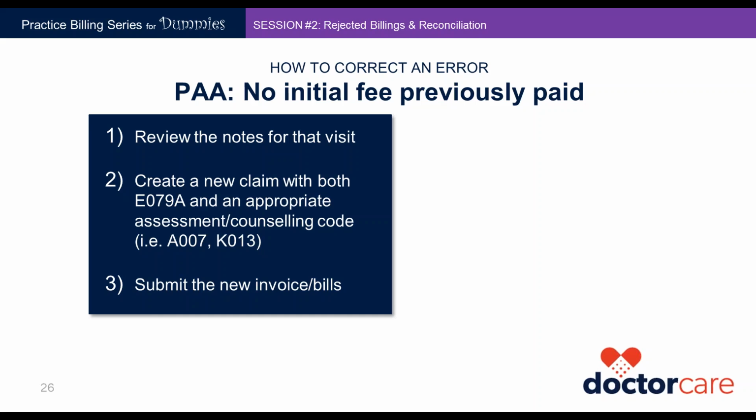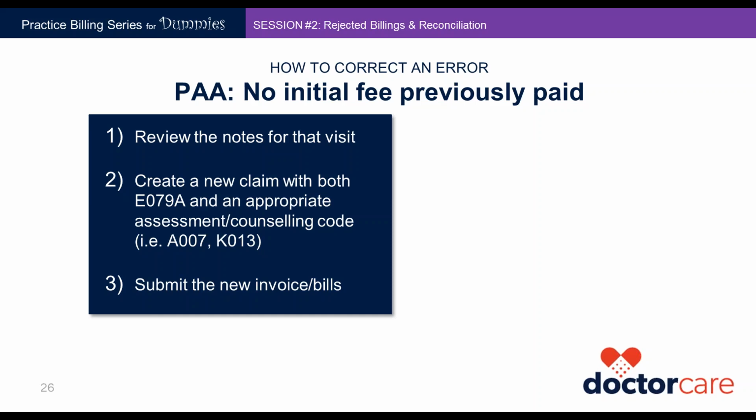Number 1, review the notes for that visit. Number 2, create a new claim with both E079A and an appropriate assessment or counseling code that's appropriate to the visit. Last but not least, number 3, submit the new invoice bills.